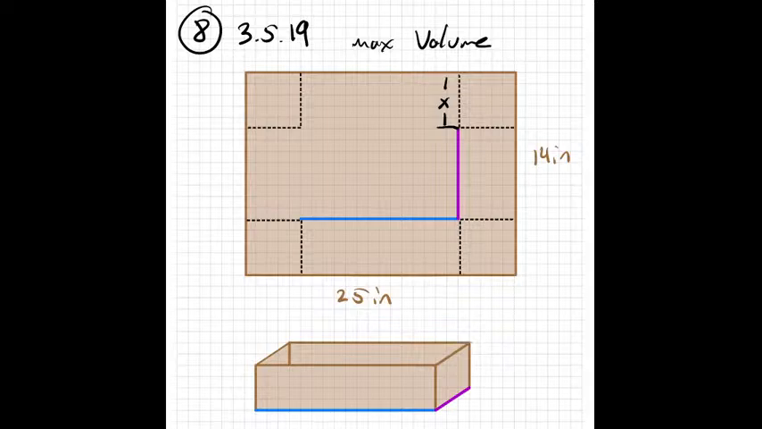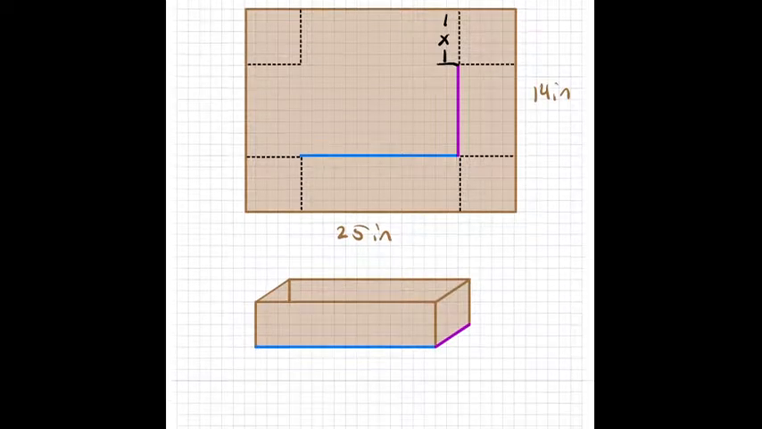So we can get an expression for the volume. The height is going to be X, right? The purple, if that whole right side is 14, then the purple is going to be 14 minus 2x, from here to here. And the blue is going to be 25 minus 2x, because the whole bottom side is 25, but we have to take away the two x's from the two squares that we cut away, and that goes from here to here.